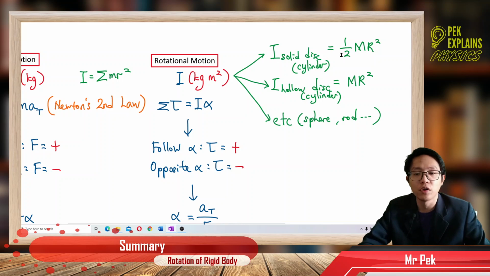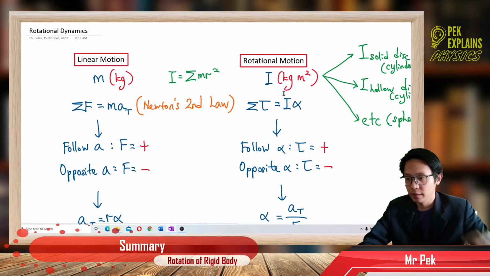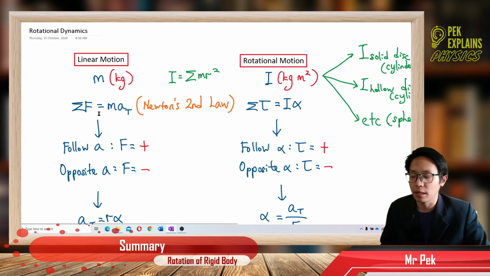The solid disc formula is half mr squared. Hollow cylinder is mr squared. These are very commonly used formulas. Hollow disc is mr squared. Solid disc is half mr squared. These formulas are for the moment of inertia of these shapes. Okay. Now, Newton's second law. In linear motion, you learned about total F equal to ma.